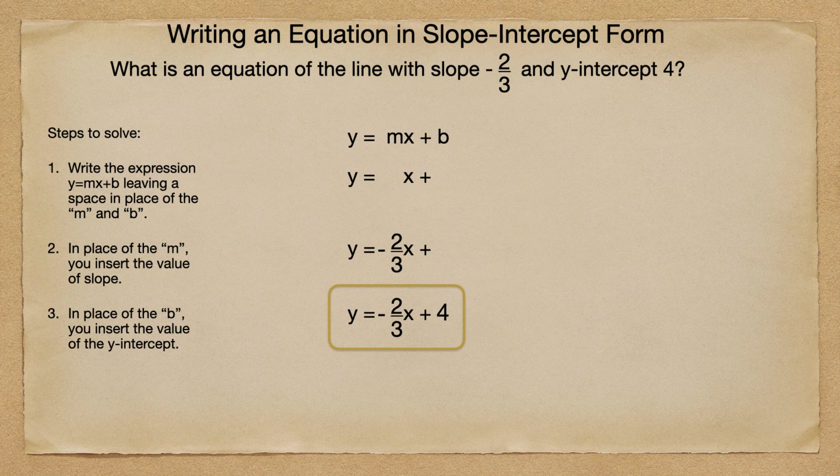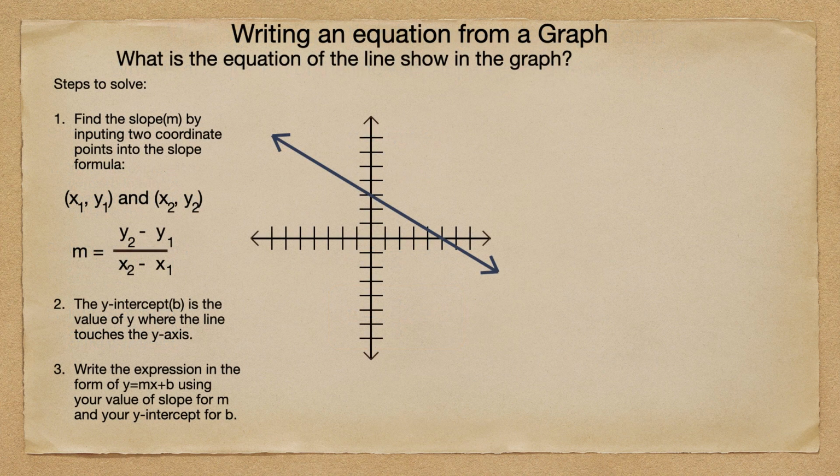Let's take a look when writing an equation from a graph. We're going to use the graph that's listed on the coordinate plane. We're going to find the slope by inputting the 2 coordinates from the graph into the slope formula. Let's go ahead and pick 2 points. We're going to label them, and we're going to put them into our slope formula.